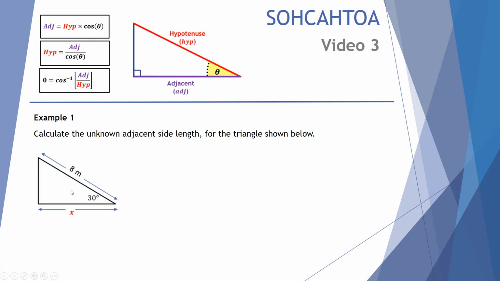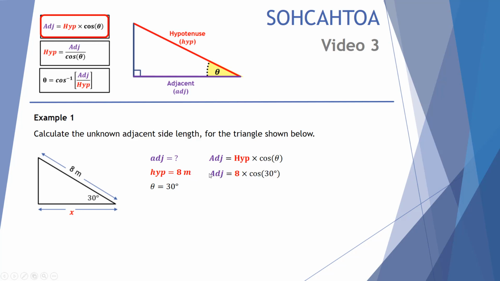First of all, we have here a right angle triangle with an angle of 30 degrees, a diagonal or a hypotenuse of 8 meters, and we want to know what the adjacent side length x is. So the adjacent is the question mark, hypotenuse is 8, and the angle theta is 30. Now, which of these equations allows us to work out the adjacent? Okay, clearly it's the top one. So we'll write that down. Adjacent side length is equal to the hypotenuse side length multiplied by the cosine of theta.